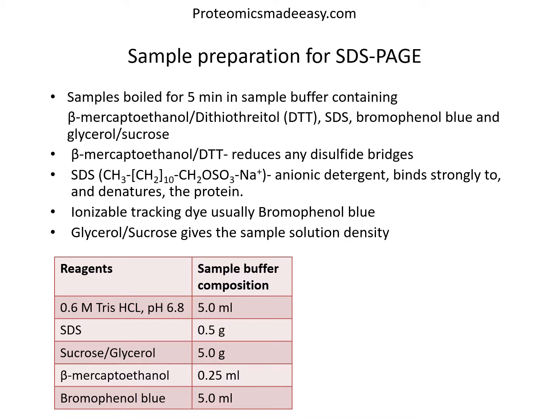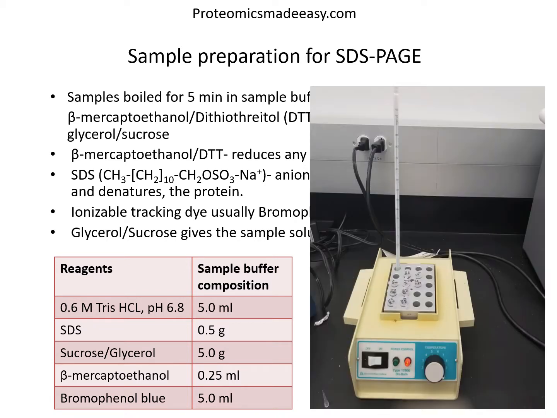So now we know we need SDS, sucrose or glycerol, not both together, beta-mercaptoethanol or DTT, bromophenol blue and buffer, 0.6 molar Tris-HCl pH 6.8, to prepare a sample buffer. And this is how I boil the samples in Eppendorf tubes on a heat block. The temperature can be set in the range of 80 to 100 degrees Celsius.